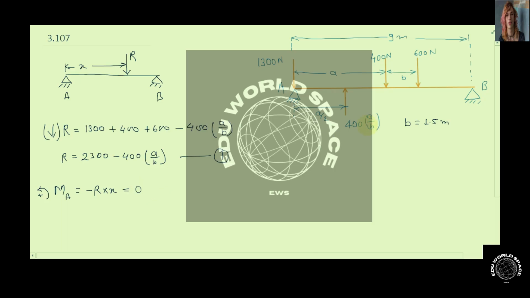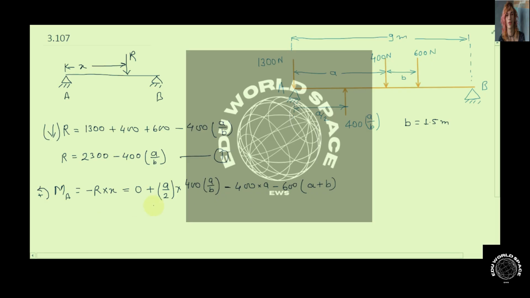This force 400 A by B is going to cause an anti-clockwise couple, so it will be positive: force multiplied by perpendicular distance, that is 400 A upon B. Now, the moment because of this 400 Newton will cause a clockwise couple, so it will be minus 400 multiplied by A. The moment caused by this 600 Newton will be clockwise, so negative 600 multiplied by A plus B.